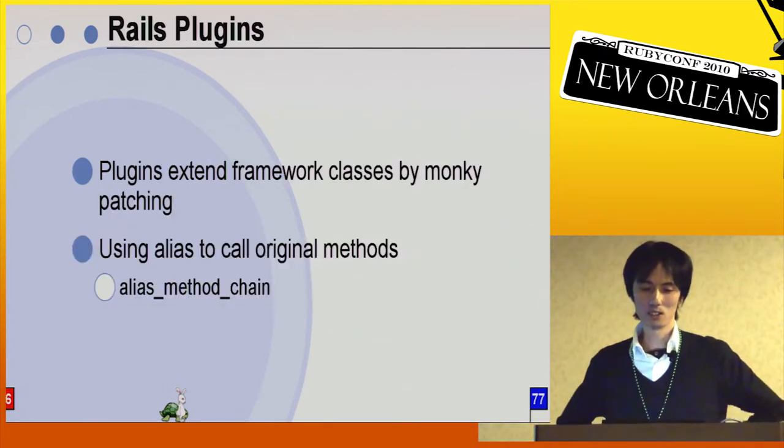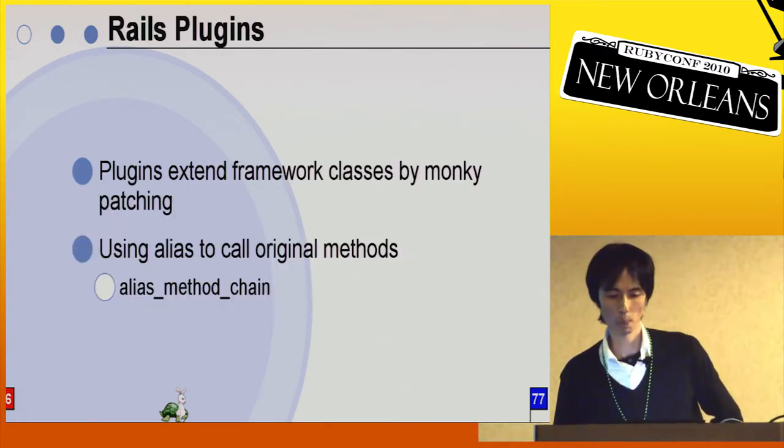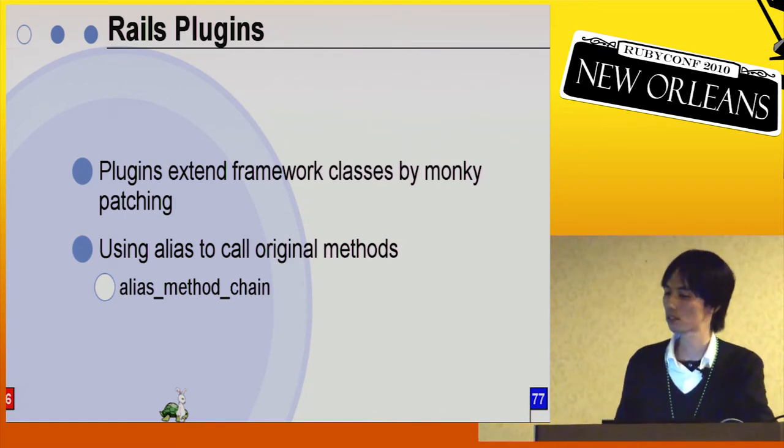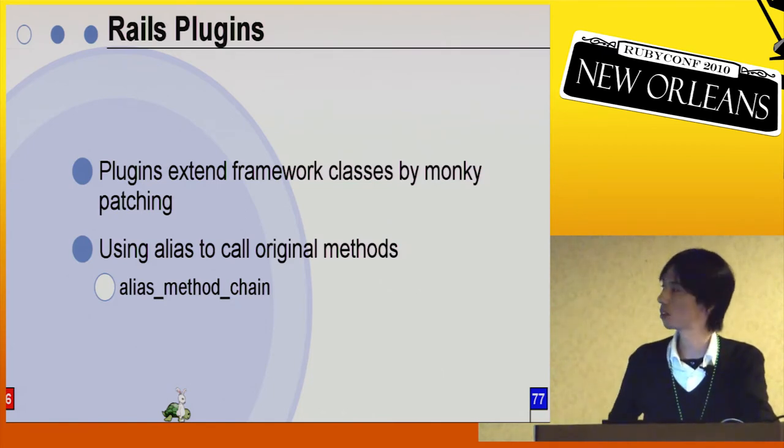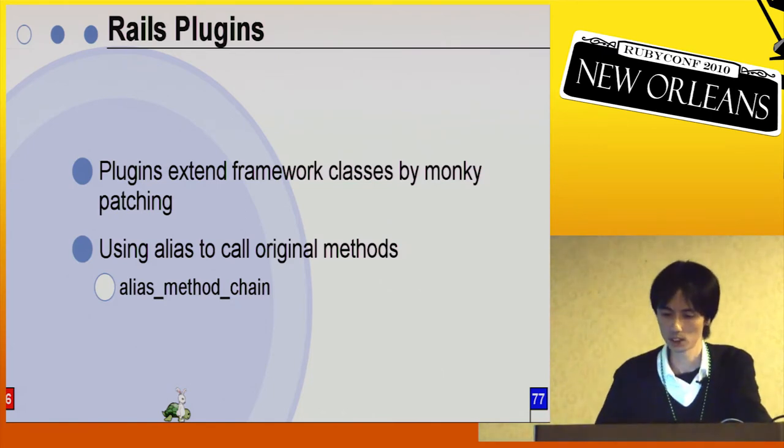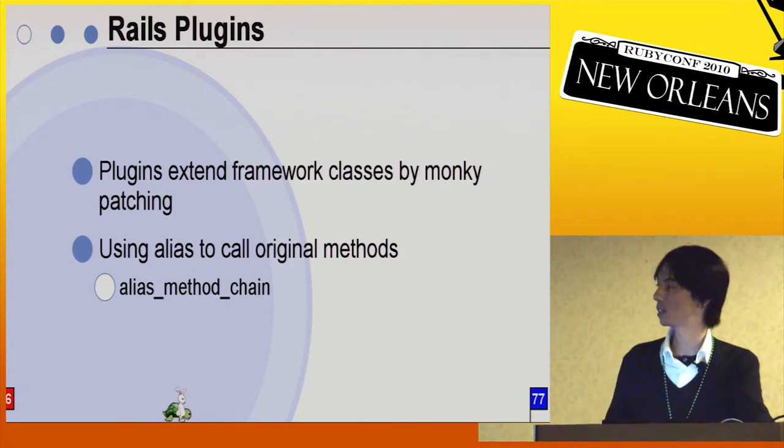Rails also has a plugin system. Plugins extend framework classes by monkey patching. Plugins use alias to call the original method, using alias_method_chain.